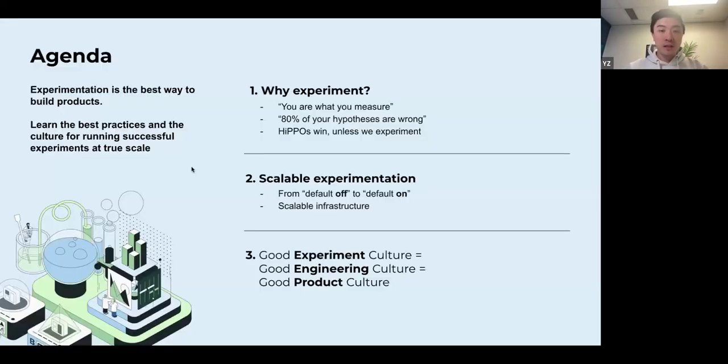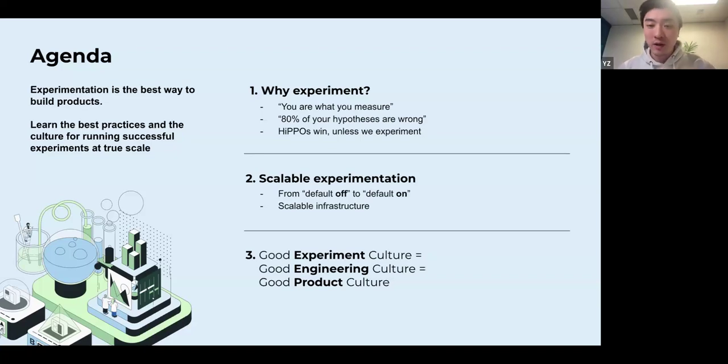Okay, so the agenda of today, I have about 25 slides to share, and three sections. The first one is why do we do experiments? And it's somehow not very obvious. People have different reasons to do experiments, but the big reason is we don't know how often we are wrong. And in order to have compound growth, we need to do experimentation. I'll talk about the motivation behind it.